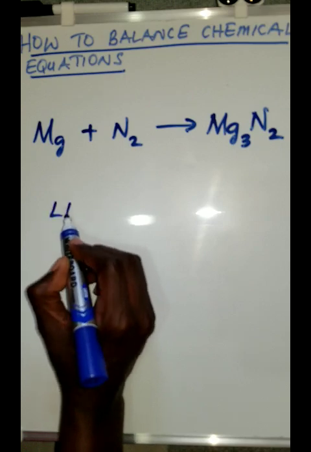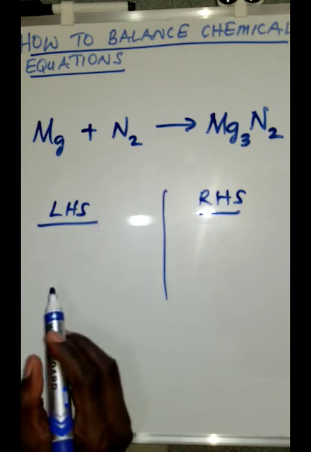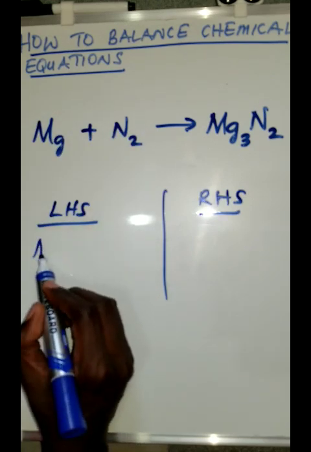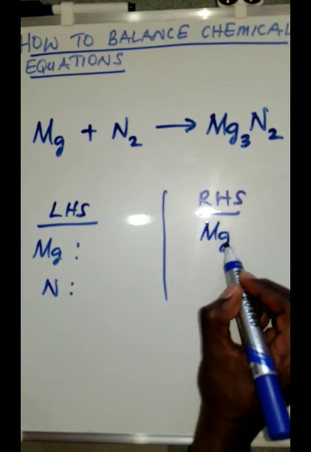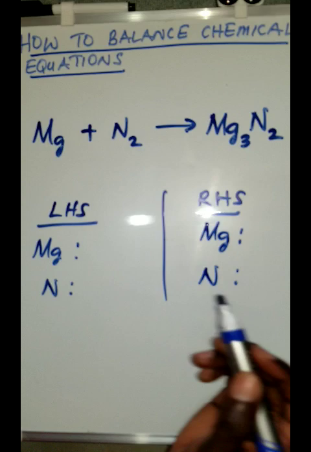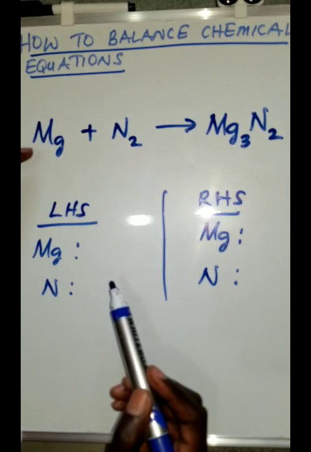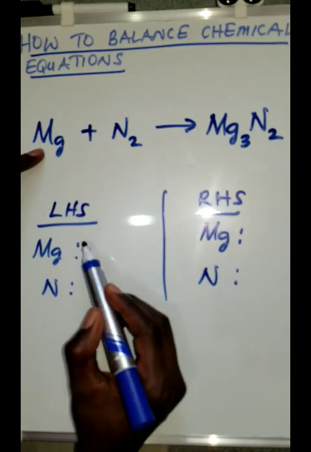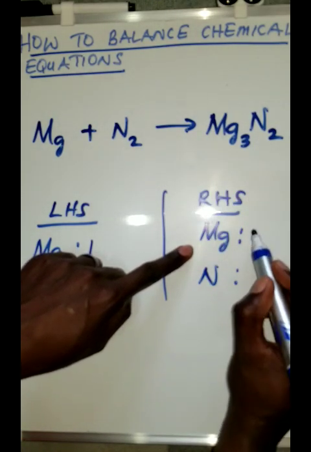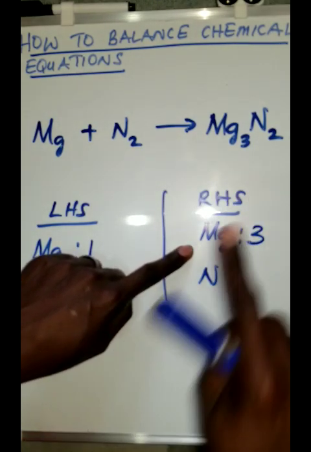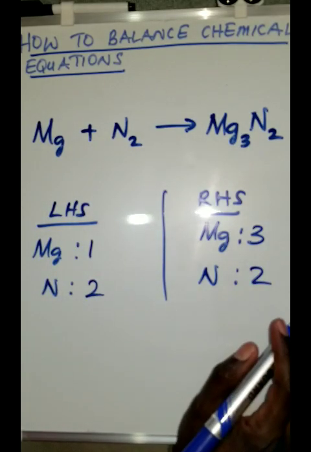All right, let's continue. So we have the left-hand side, then we also have the right-hand side. So let's look at the number of atoms that we have. We do have magnesium and nitrogen. Even on the right-hand side, I should have the same atoms, magnesium and nitrogen. But let's try to identify the number of each atom. Let's start on the left-hand side. I've got magnesium is only 1, nitrogen is actually 2. For magnesium on the right-hand side, there are 3 atoms of magnesium, and there are 2 atoms of nitrogen. So you can see that the equation is actually not balanced.